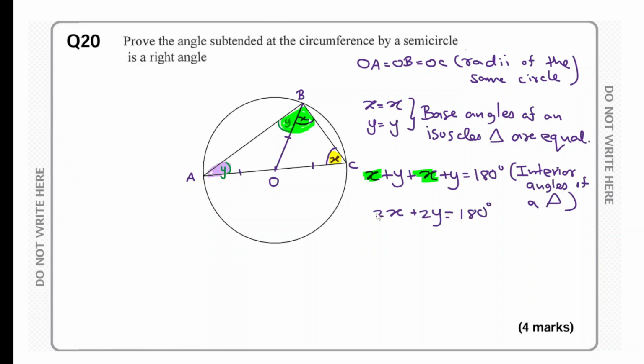Now I can factorize the 2 out. So I get 2 bracket x plus y is equal to 180 degrees. Divide both sides by 2. These two get cancelled out. So x plus y is 90 degrees. Now you can see x plus y is this angle here, which is the angle in a semicircle.